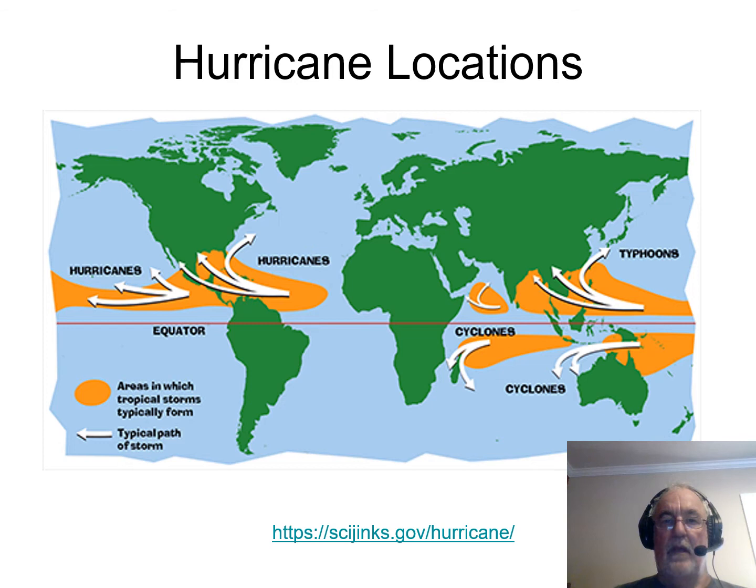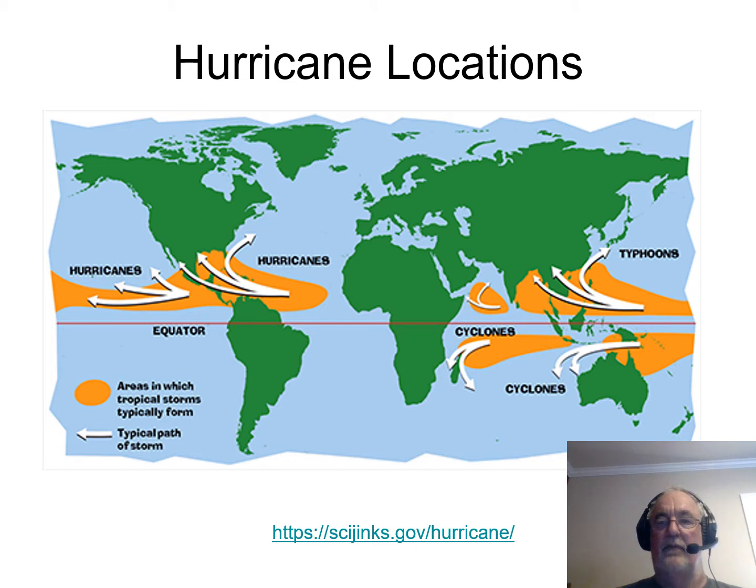So in the northern hemisphere Atlantic, we call them hurricanes. There are few, if any, in the South Atlantic. There's only one I've ever heard of. In the eastern portion of the Pacific, out here off the coast of Mexico, we will get the name hurricanes also. In the Indian Ocean, tropical cyclones, and in the western portion of the Pacific, we refer to them as typhoons.